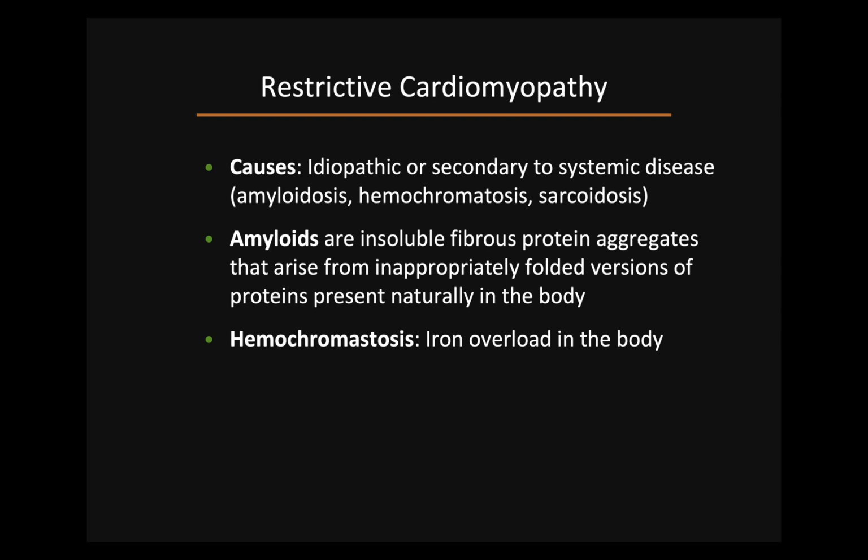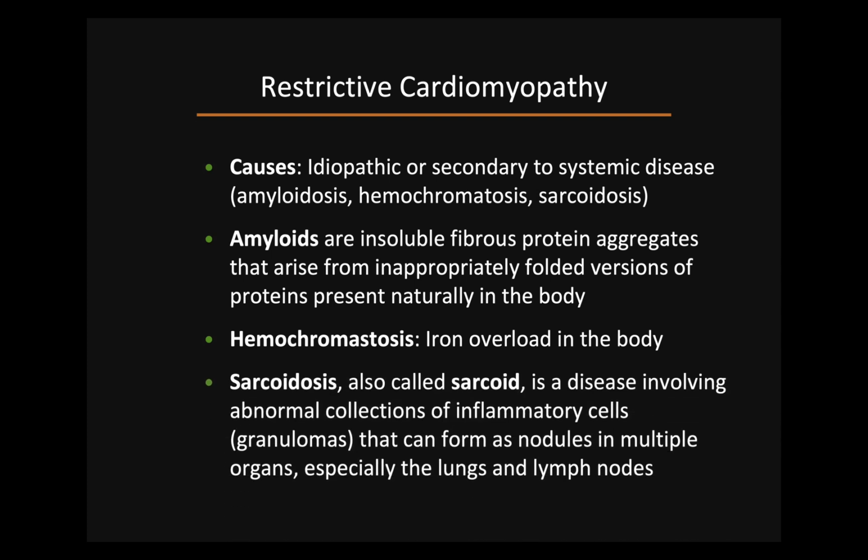Hemochromatosis means there's too much iron in the body, and this can cause that restrictive cardiomyopathy. Sarcoidosis is a disease where you have an abnormal collection of inflammatory cells that we've talked about in past videos, which are called granulomas, and these can form nodules in various different organs like the lungs and the lymph nodes, but also in the heart muscle.